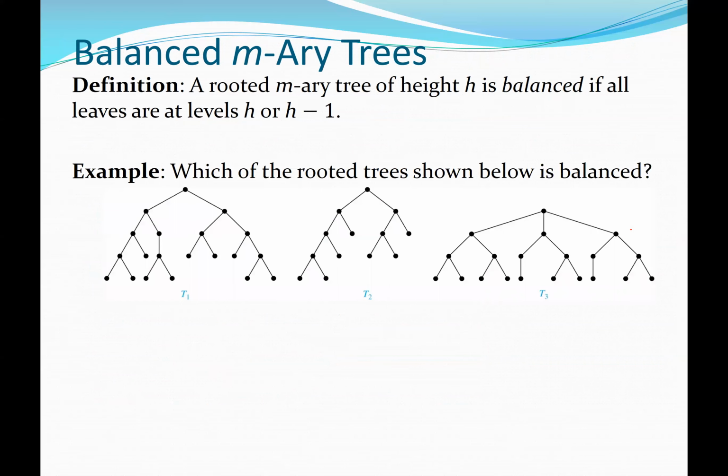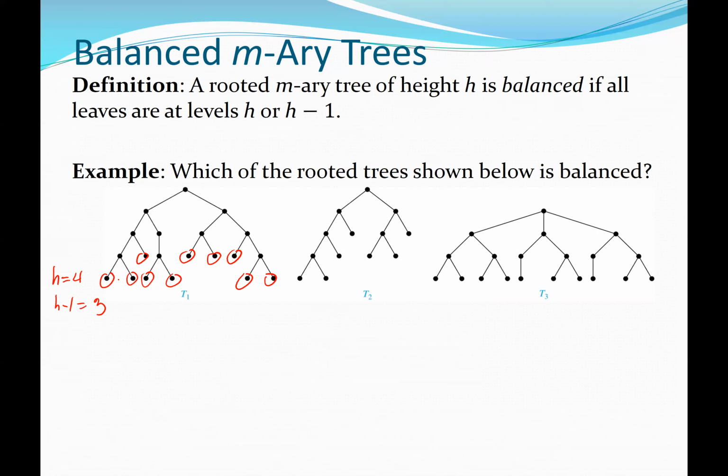So which of these are balanced? You can see here, 1, 2, 3, 4. So the height here is equal to 4, so h minus 1 is 3. So good, good, good, good. That's level 4. And this one here, good, good. So those are the leaves, right? So either level 4 or level 3. So yes, T1 is balanced.